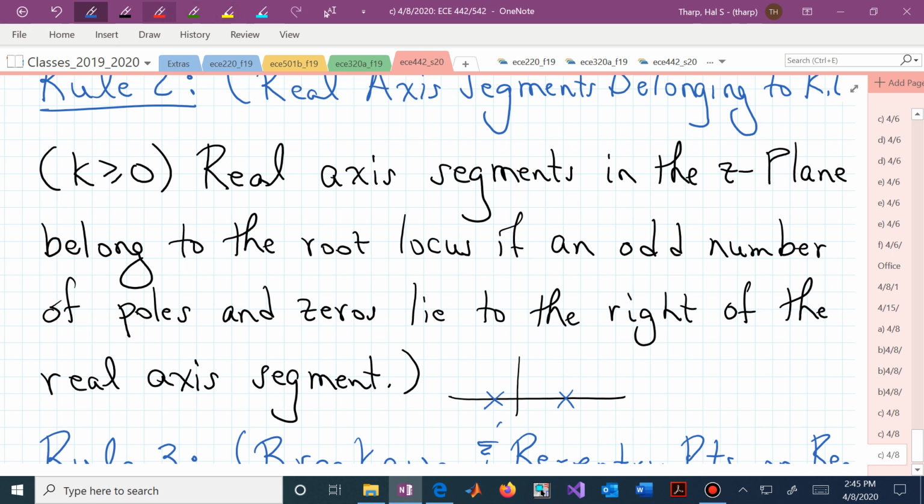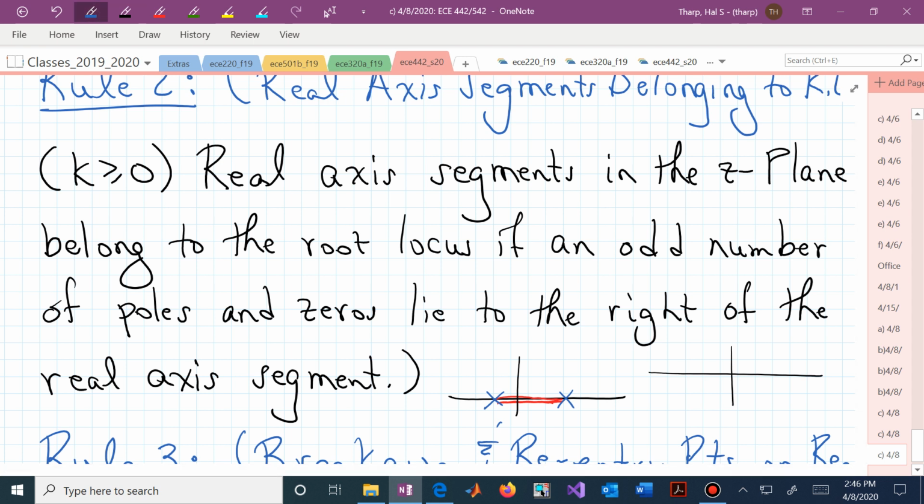Of those 3 segments, which segments belong to the root locus? Well, by rule number 2, the real axis segments in the z-plane belong to the root locus if an odd number of poles and zeros lie to the right. Any segment here has that odd number, or one pole to its right. That's the only segment of the 3 for this pattern of poles and zeros that belongs to the root locus.